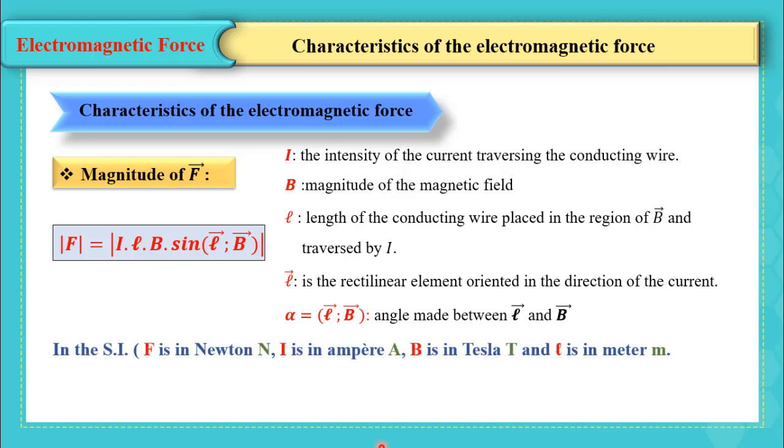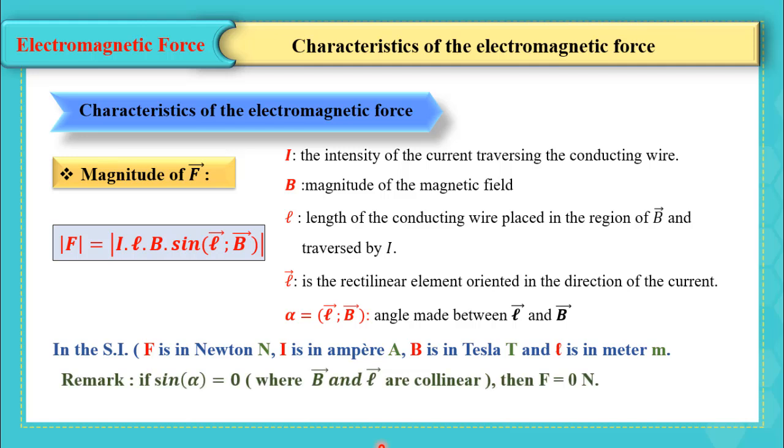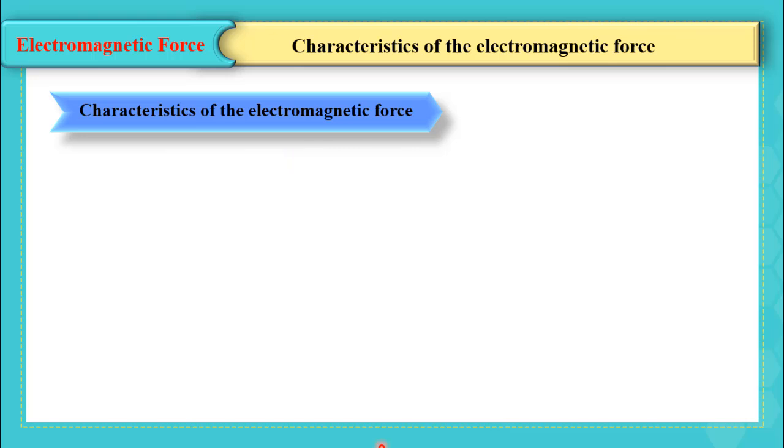In SI units, F is in Newton, I in ampere, B in Tesla, L in meters. Note that if sine alpha is 0, where B and L are collinear, then the force is 0.